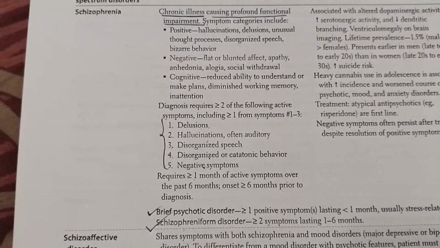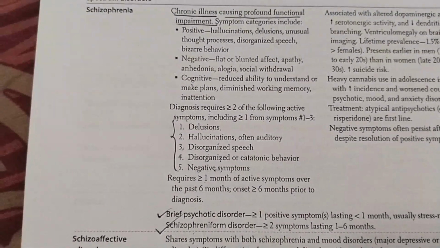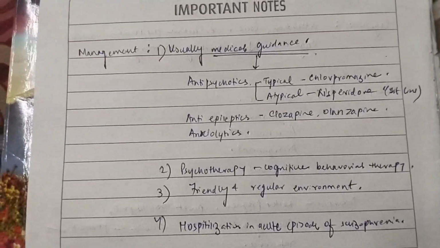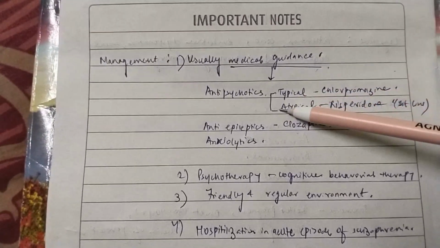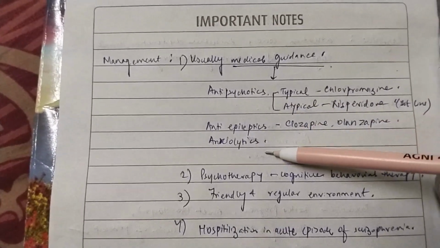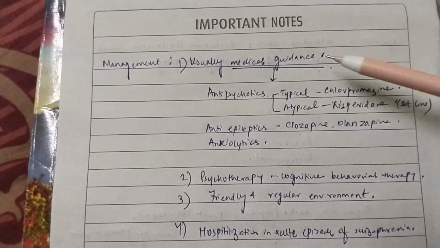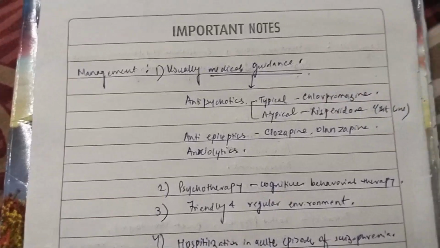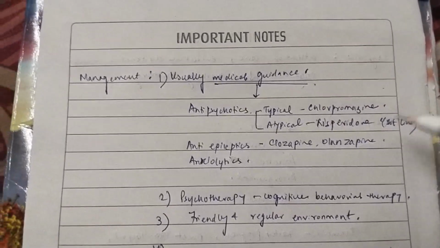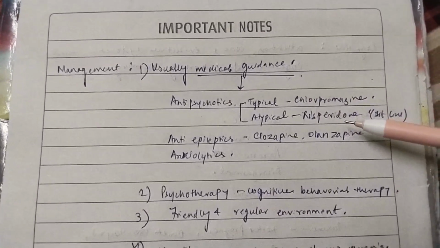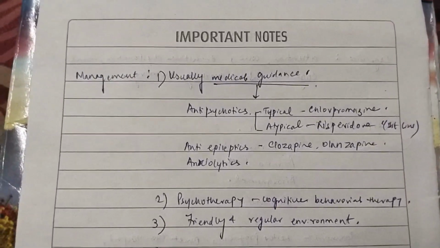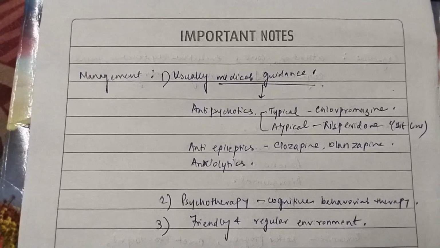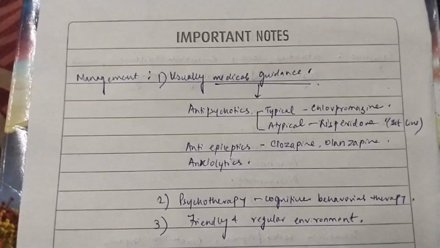Okay, now how will you treat schizophrenic individuals? Usually we have a medical treatment in which you have antipsychotics, anti-epileptics, and anxiolytics. In antipsychotics you have typical and atypical. Typical, you have chlorpromazine, and atypical, you have risperidone. Now this is the first line treatment of schizophrenia. It should be remembered: atypical antipsychotic, that is risperidone.